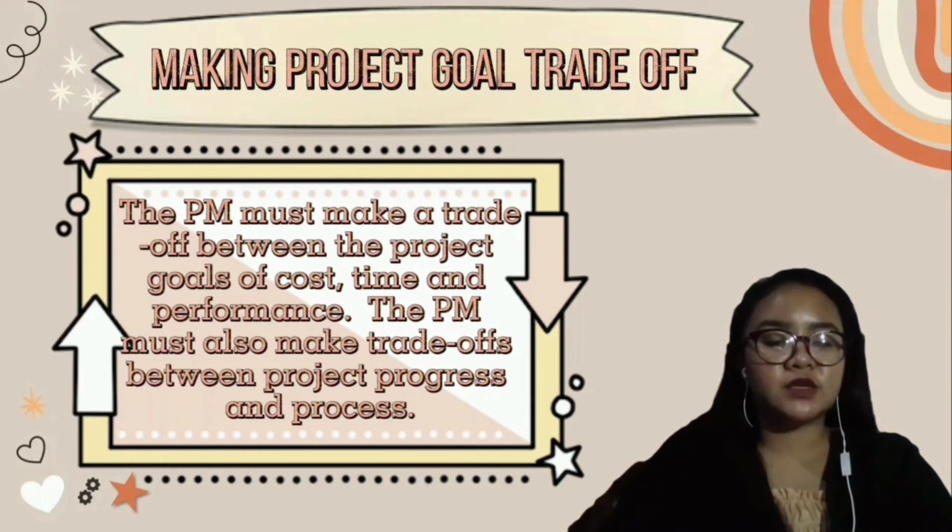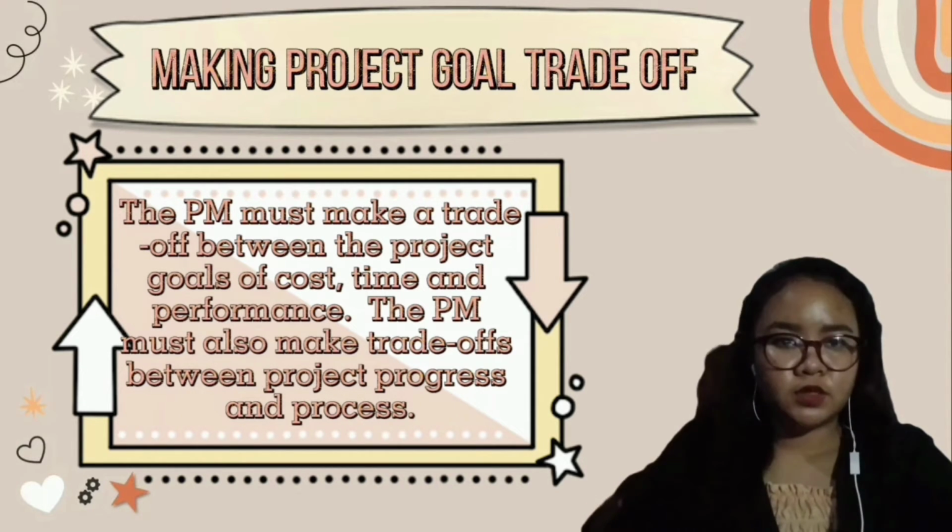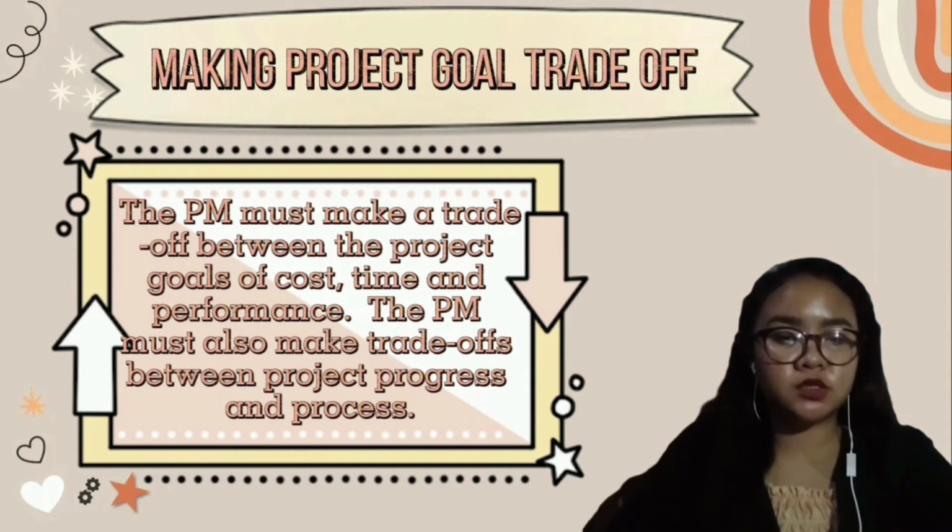So the trade-off is actually connected with time, quality, and scope, or what you call the process and the progress. Sometimes the project manager needs to make a decision of whether to have fast progress in the project or take a step-by-step process, but with the tendency of allocated resources to not be enough throughout the project.